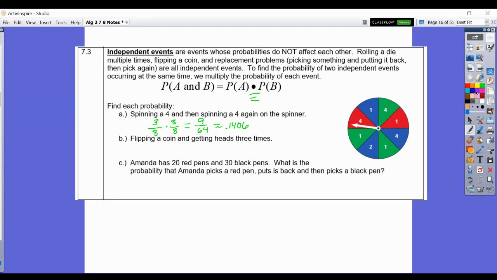What is the probability of flipping a coin and getting heads 3 times? So I'm going to flip this coin 3 different times in a row. First flip, what's the probability of getting heads on a flip of a coin? It's 1/2. Then I flip it again, 1/2, and I flip it the third time, 1/2. Oops, I wrote a 3, but I meant 1/2. So then we multiply that together and we get 1/8, which is 0.125 as a decimal.